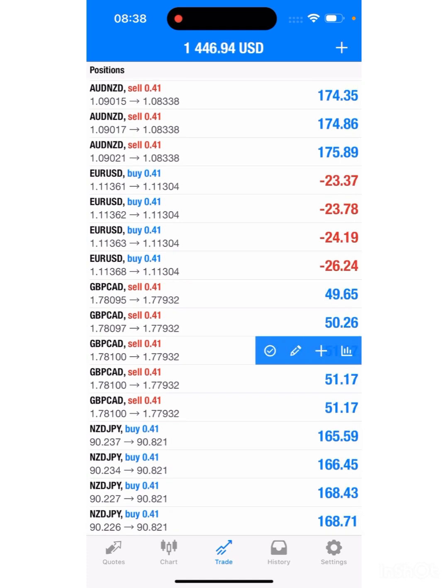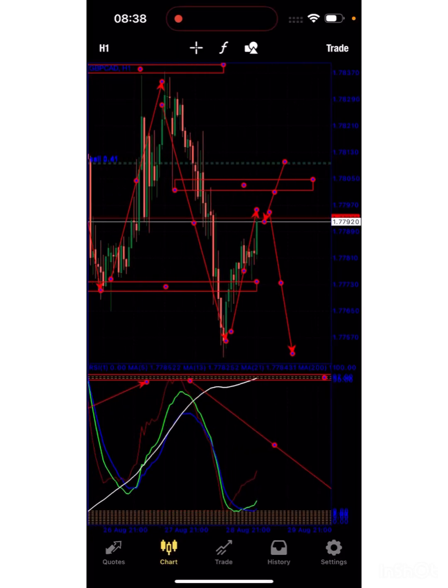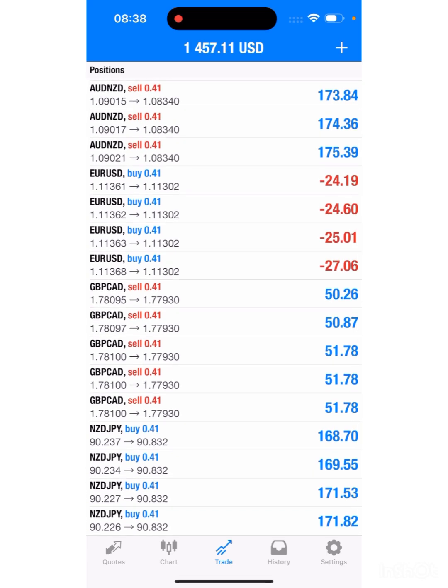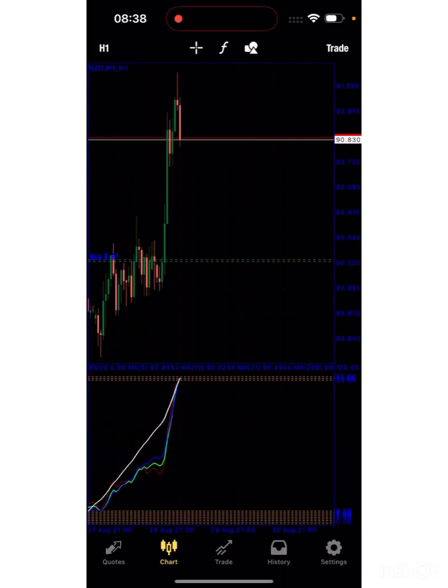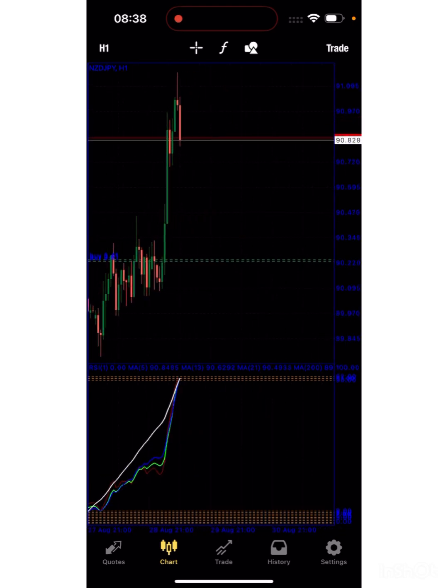Okay, GBP CAD, I already explained to you guys the reason why I took it, and I'm gonna explain to you NZD JPY. I took NZD JPY. I think now I need to shift the stop loss because on NZD JPY, the stop loss was down here. Now I need to shift the stop loss around this area right here inside the profit because it's already reached the TP1.